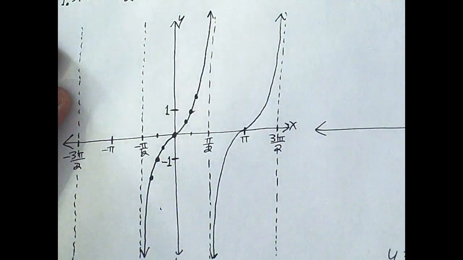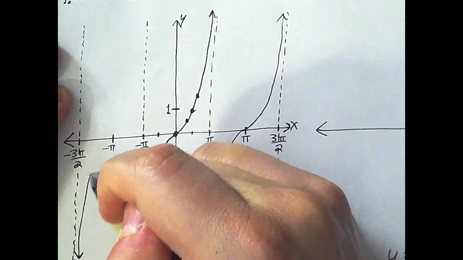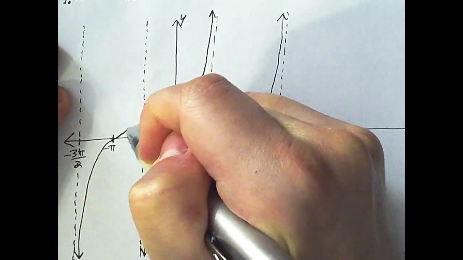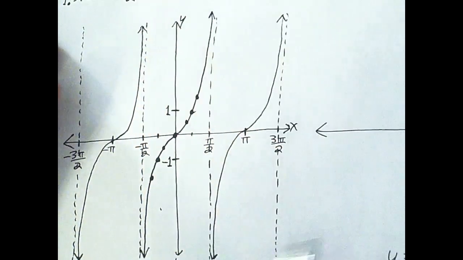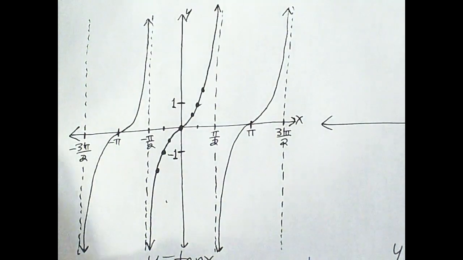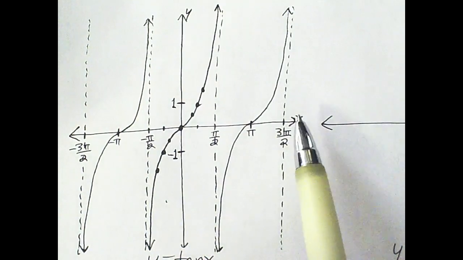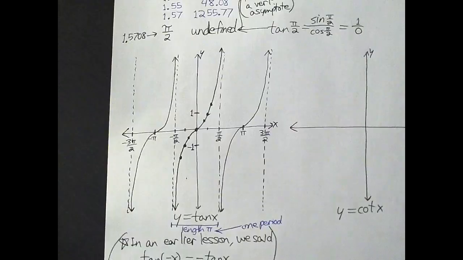You can also take what we drew and copy and paste it to the left. And if you were to zoom out, you would also have another copy of it further to the left, and another copy to the left, and another copy to the left. And if you go to the right, you'd have another copy, another copy, another copy. It keeps repeating forever. Pretty interesting looking graph.